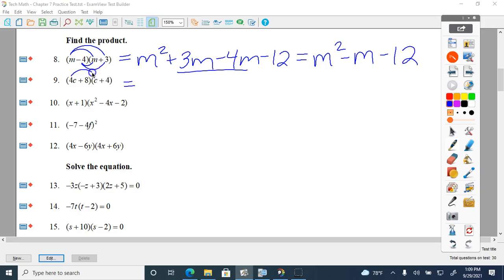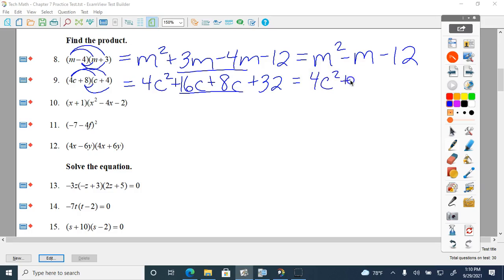Same process here. 4c times c is 4c squared. 4c times 4 is 16c. 8 times c is 8c. And 8 times 4 is 32. So we add up our like terms again. 16c and 8c make 24c. So we'll get 4c squared plus 24c, and then plus 32. All right.